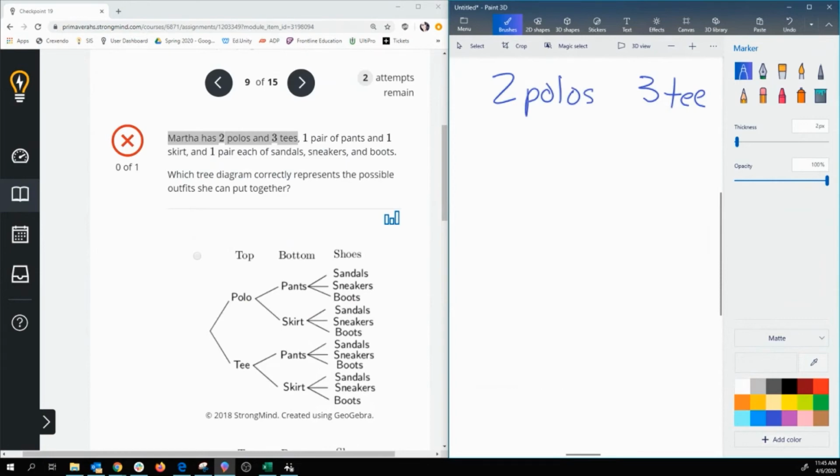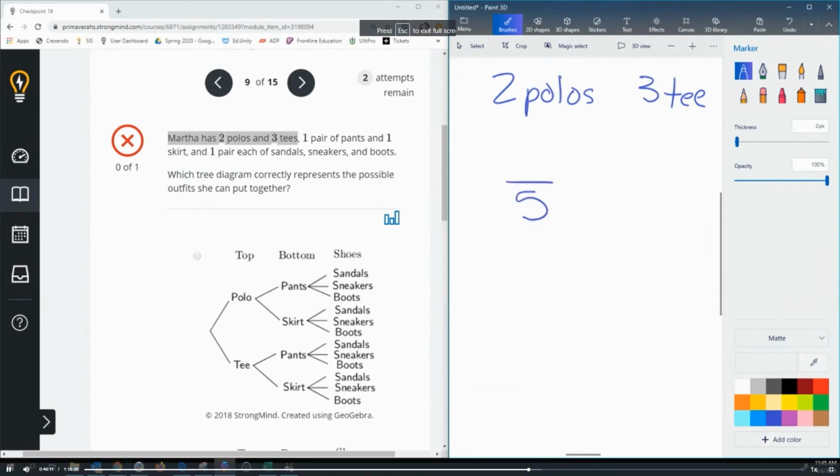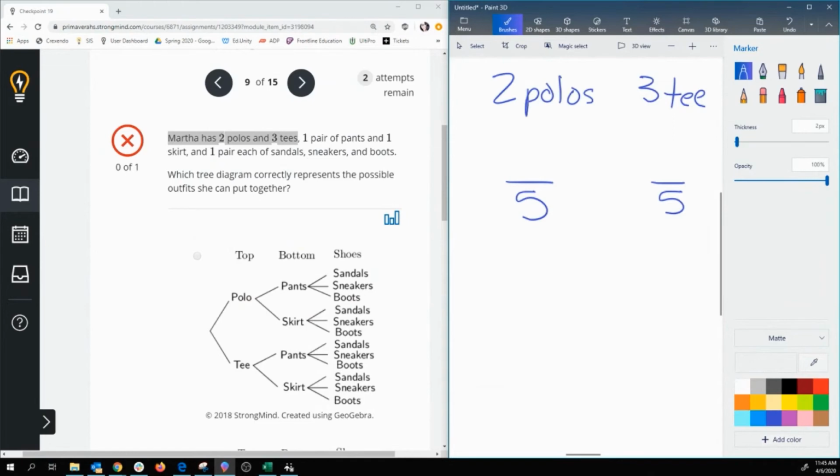5, right? Perfect. So she has 5 total shirts she can pick from. Out of those 5, how many are polos? 2. And out of those 5, how many are t-shirts? Perfect. So that means that she has a 2 out of 5 chance of picking a polo and a 3 out of 5 chance for picking a t-shirt.